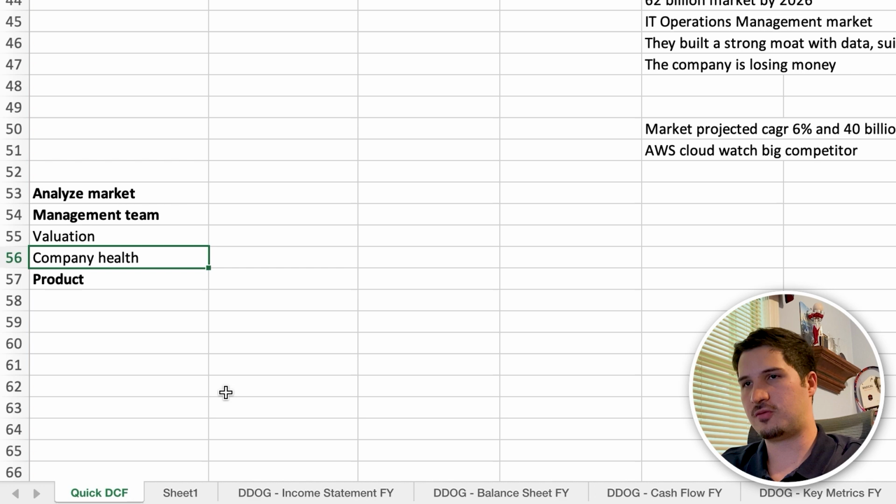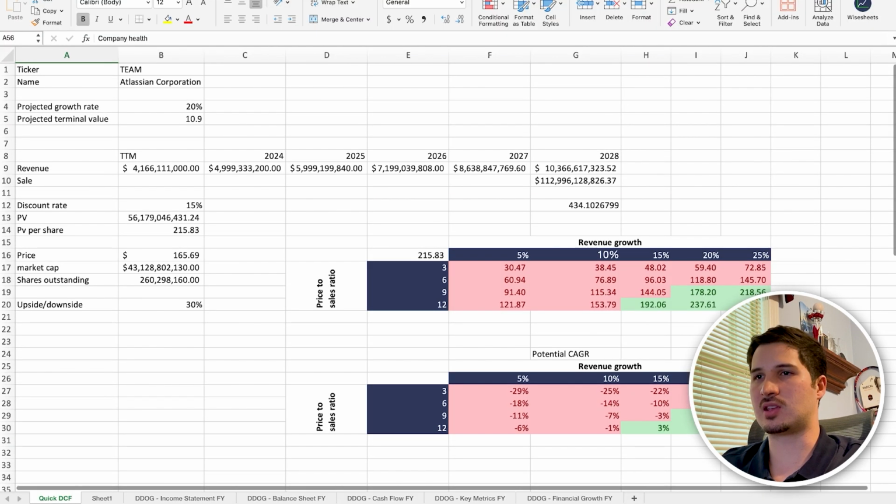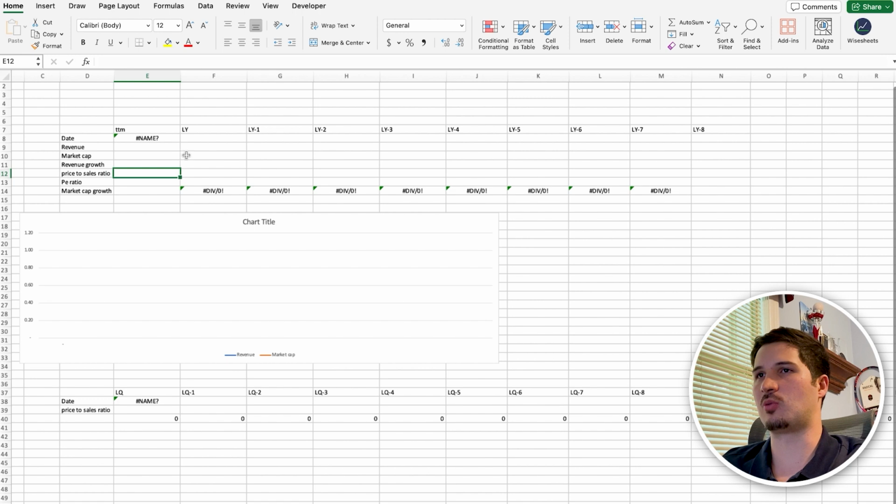So company health, for the most part, is done. There's one spreadsheet that I really like here. If we go to sheet 1, by the way, if you want access to the spreadsheet, I'm happy to share it with you. Just leave a link in the comments and I'm gonna share the link with you.